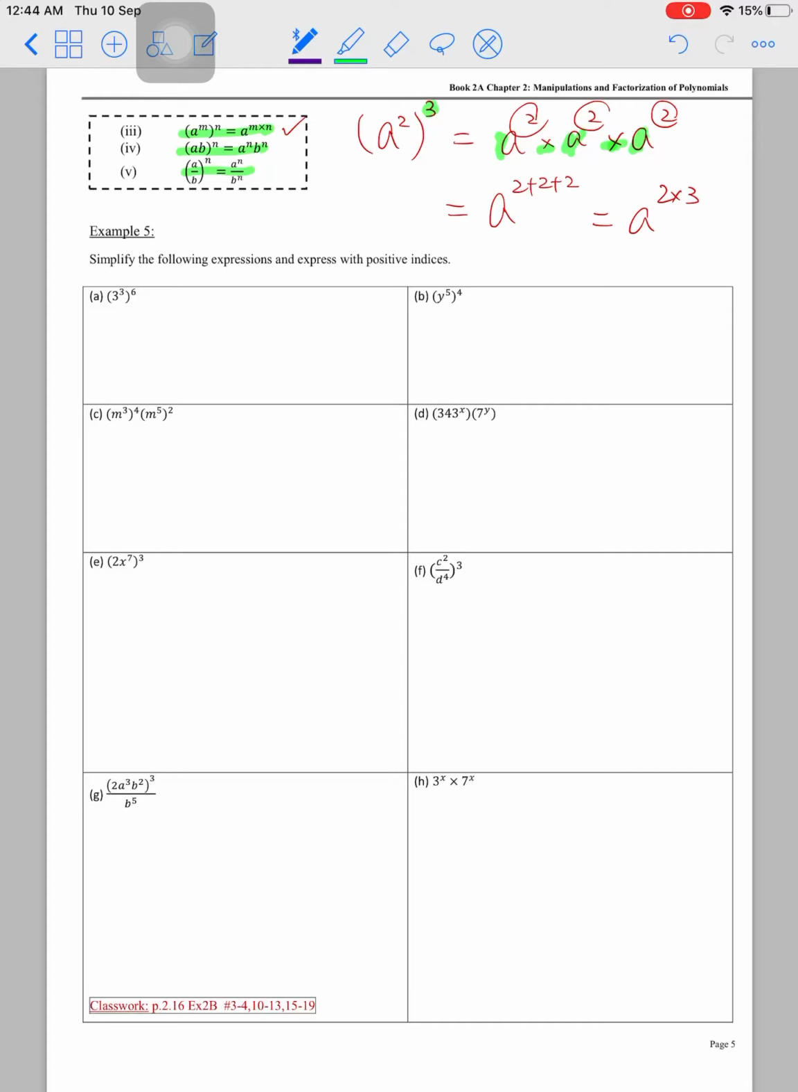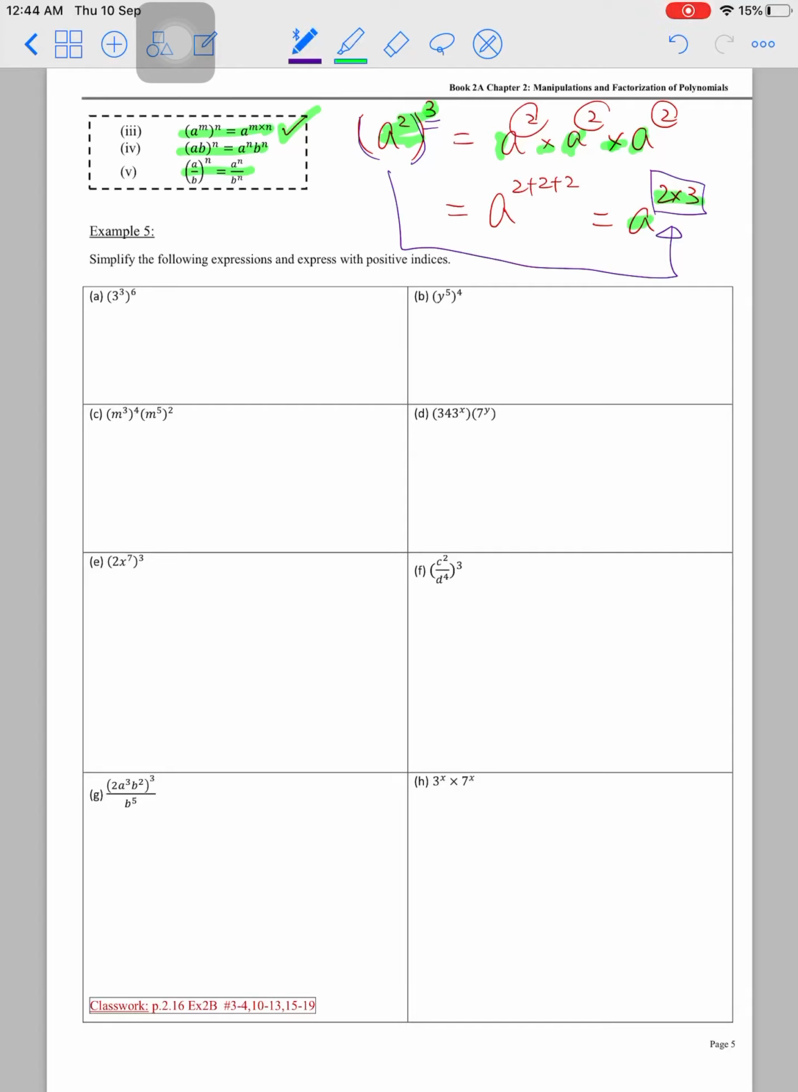So in this formula, a squared, the whole a squared in a bracket, with power 3 outside. It treats the index together, keeping the base the same, and then the indices are multiplied together. Then you will get formula 3 here. So look at the example below.